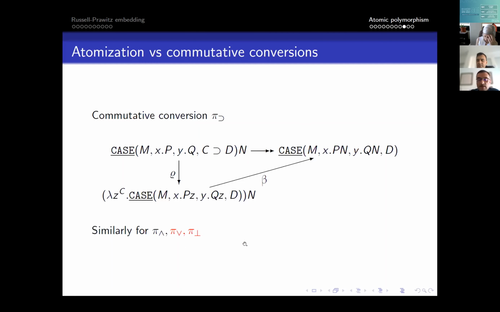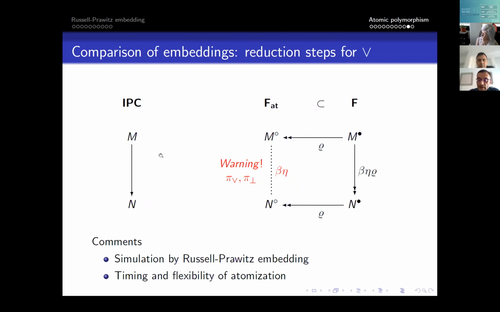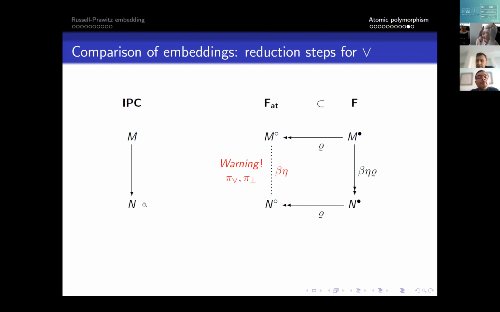And this is important. So the full picture is like this. For a reduction step in intuitionistic propositional logic, now Russell-Prawitz delivers a simulation, provided that we have the atomization conversions in system F. For the translation to atomic system F, this is almost like this in all cases, just with beta eta, except these two red cases here, that did not work as a simulation. For these cases, we just have beta equality, okay?